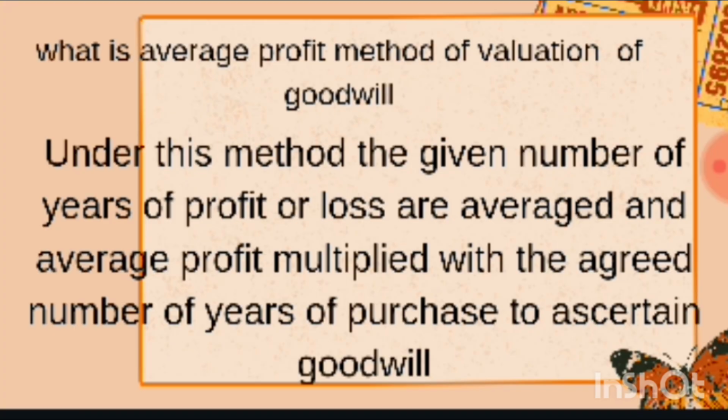2 marks important questions. What is average profit method of valuation of goodwill? Under this average profit method, the given number of years of profit or loss are averaged, and average profit is multiplied with the agreed number of years of purchase to ascertain goodwill. Average profit method is one of the methods for the valuation of goodwill of the firm.